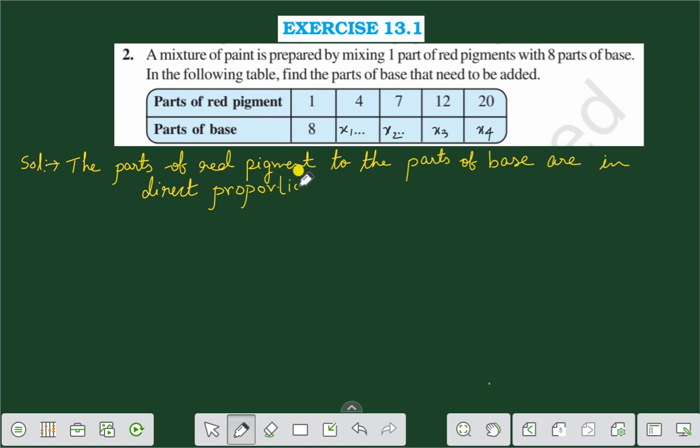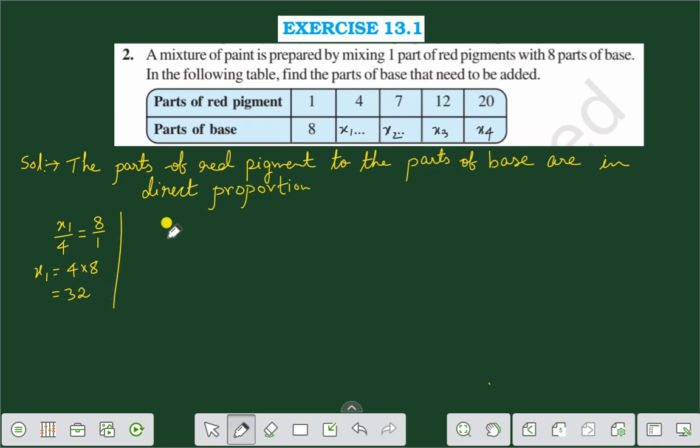Therefore, to find the value of x1, we can write x1 by 4 is equal to 8 by 1, or x1 is equal to 4 into 8, that is 32. Therefore, the value of x1 is 32.